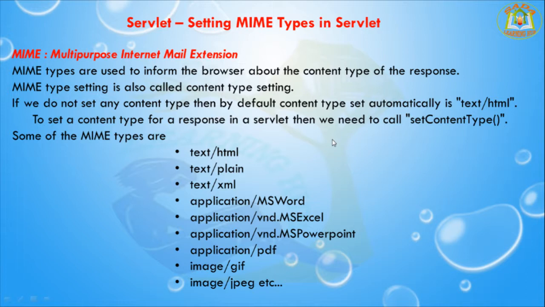The MIME type is used to set the content type of your view, meaning the content type of whatever you are displaying in the browser. We need to set that content type in the servlet. If you want to set the content type in your servlet, there is one method available that is called setContentType. Now I can explain with an example how we can set the MIME type. I can give you a clear example on that.